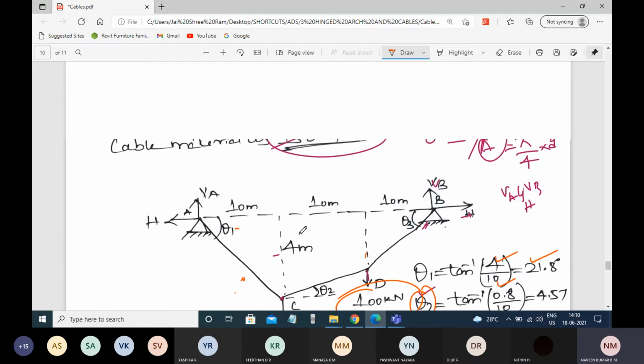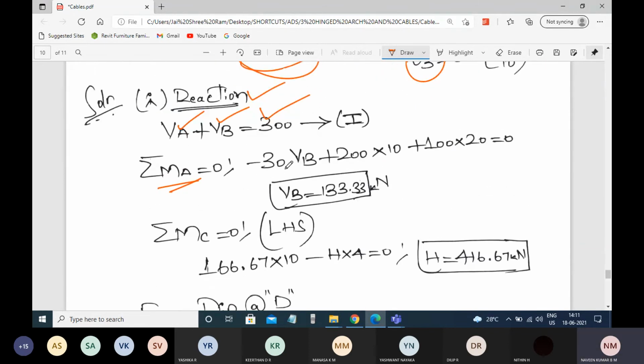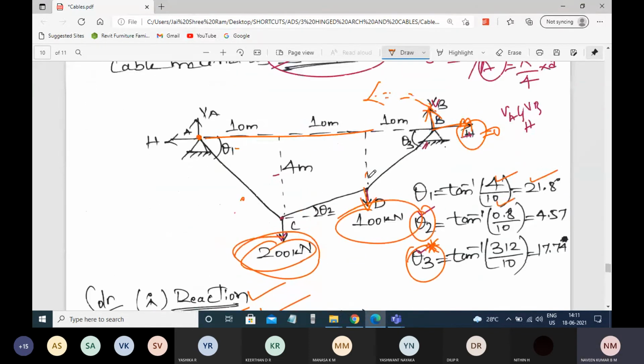Now, in order to find one unknown out of these two, let me consider moment at A. Which forces are acting? VB is acting vertically upward and H is acting on the same line, so the moment produced by this force is 0. There is another force of 200 kilonewton. VB, to reach A, requires a perpendicular distance of 30 meter, and you check the rotation. It is anti-clockwise, so minus VB times 30.